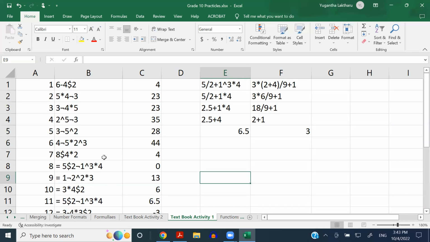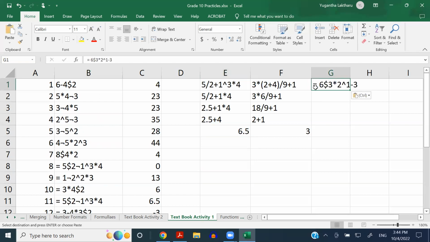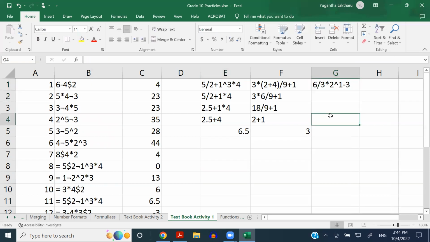Excuse me, sir. Yes, girl. Can you please explain the 13th equation, please? Yes, right. Okay. 13 comes like this. So for the 13th, we got our equation in this manner. We have division, multiplication, power and subtraction. So first we are going with the power. 2 to the power 1 is there. So 2 to the power 1 is 2. So it comes to a point like this.